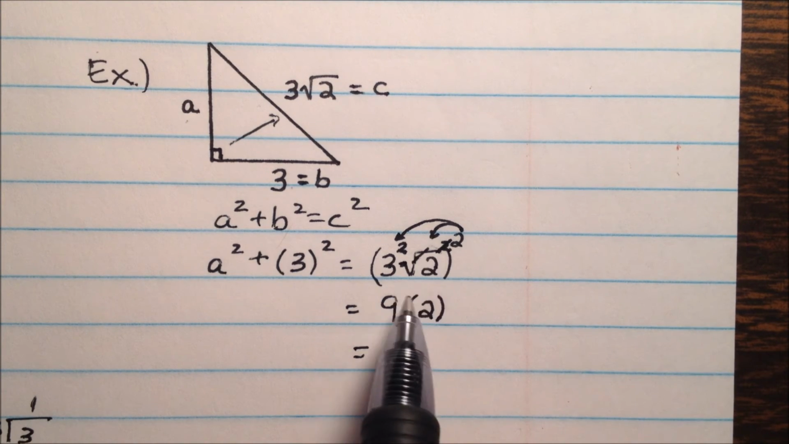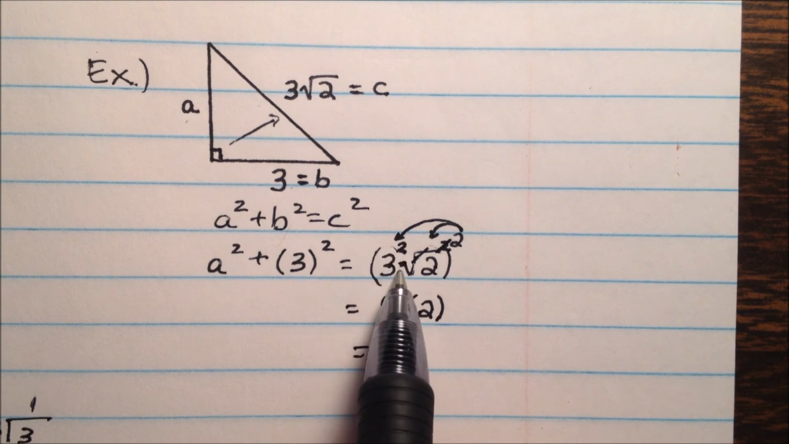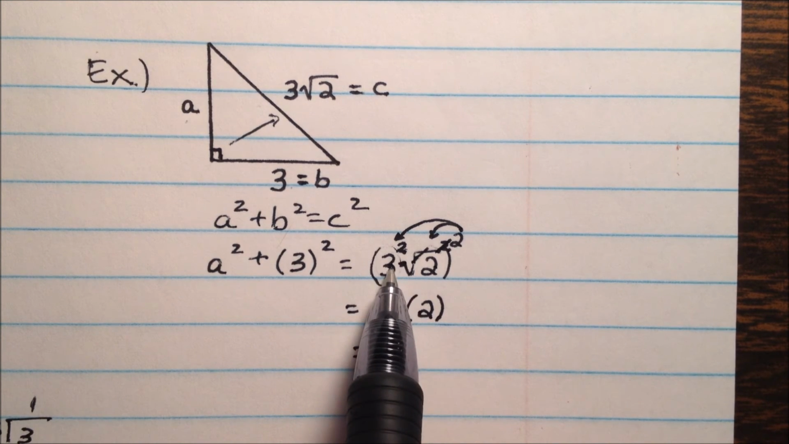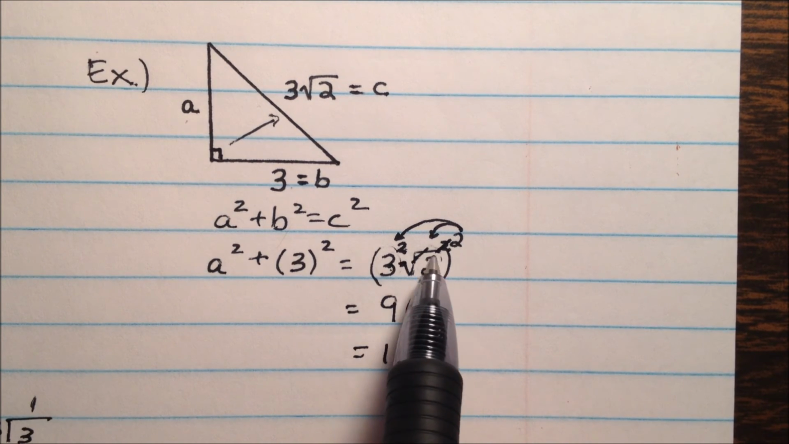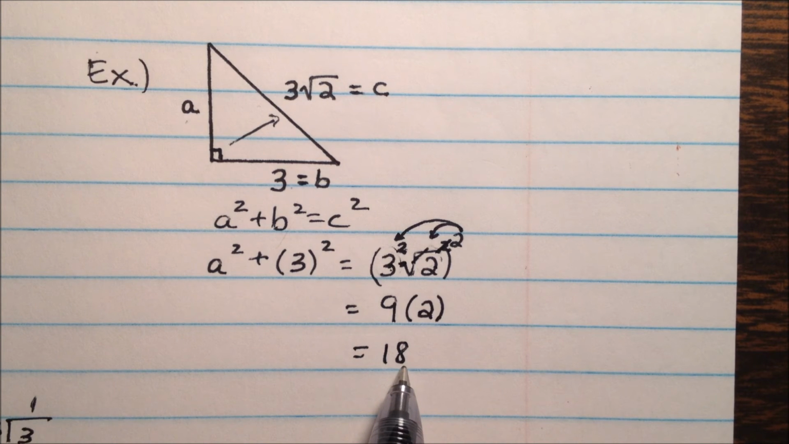Another way to look at that is if you have a number on the outside, actually just go ahead and square that. So 3 squared is 9, and then multiply it by what's in the square root. So 9 times 2 is 18. So that's probably a little easier way to look at that.